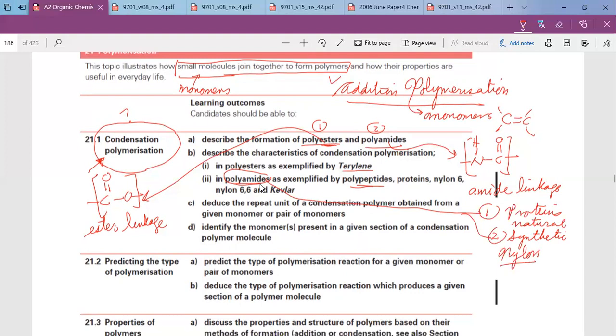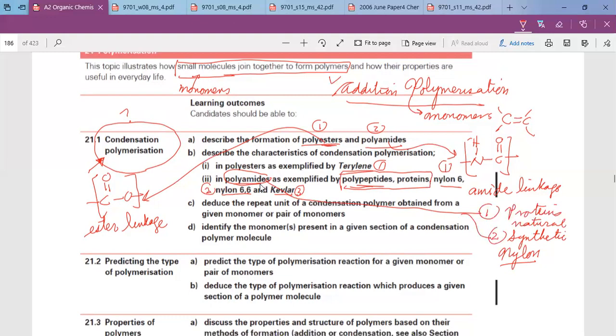Proteins are your natural polyamides, which is the protein you eat. Then there are three given here: nylon 6, nylon 6,6, and Kevlar. I'll show you the difference of those. Kevlar, of course, is used to make your bulletproof vest. So three polyamides, as compared to polyester, where we have only one here, which is Terylene. Terylene is used to make your trousers and your shirts. They are the John Travolta type, non-crease. You can wash and wear kind of stuff.